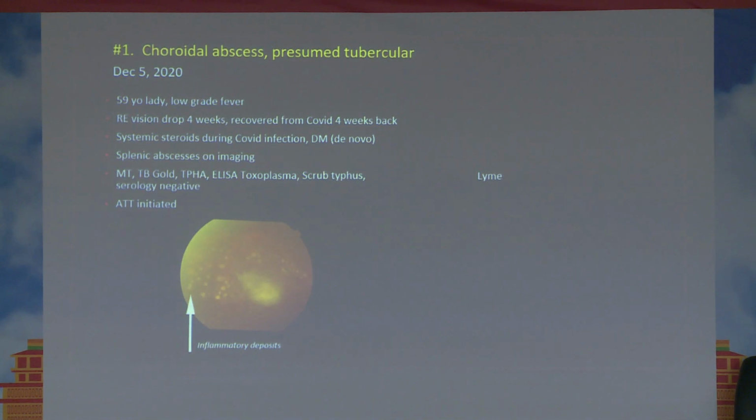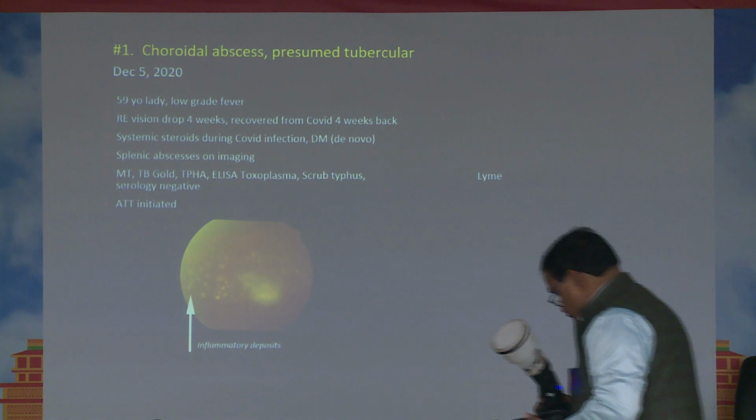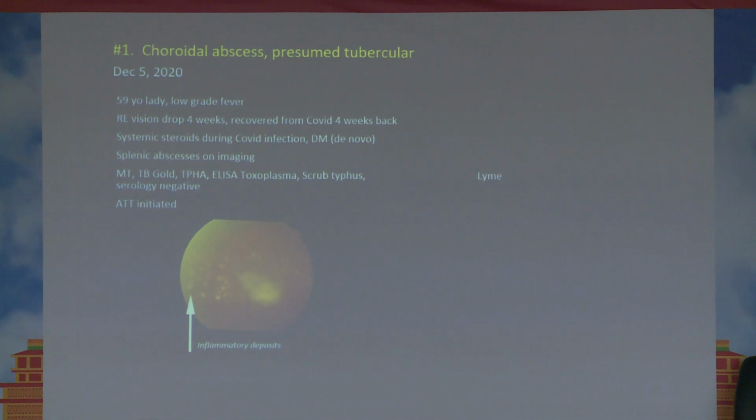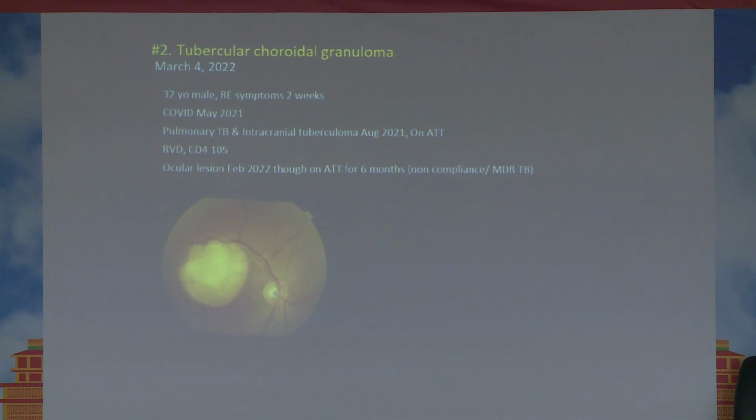A lady who called when she had COVID, she was on steroids, which led to de novo diabetes. A common theme in the previous endogenous endophthalmitis also was steroid causing de novo diabetes. And COVID itself also causes immunosuppression, leading to these secondary infections. So she came to us when she recovered, and we treated her with anti-tubercular therapy, presumptively, because all tests were negative.